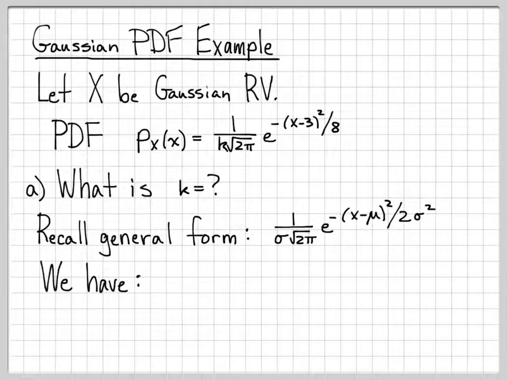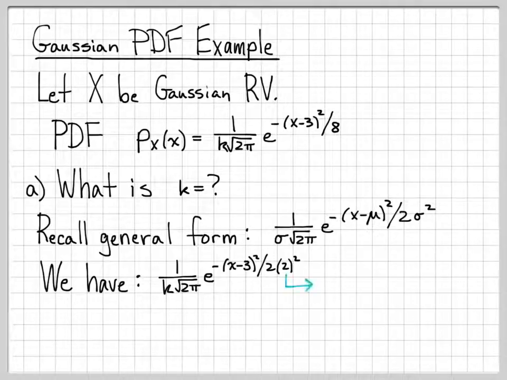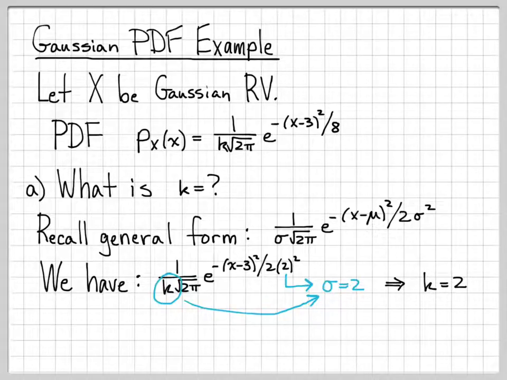If we rewrite the PDF that we have in this form, we see that we have a 1 over k times square root of 2 pi, so that matches up very nicely with the 1 over sigma square root of 2 pi. And when I write the exponential term, instead of writing it as divided by 8, I'll factor out a 2, because in the general form there's a 2 sigma squared. So I'm going to write it as (x minus 3) squared over 2 times 2 squared, because that fits the general form of 2 times sigma squared very nicely. By looking at this, I can tell that sigma has to be 2. So if sigma is 2, then the k out front has to be equal to sigma. So I've deduced that k has to be equal to 2.